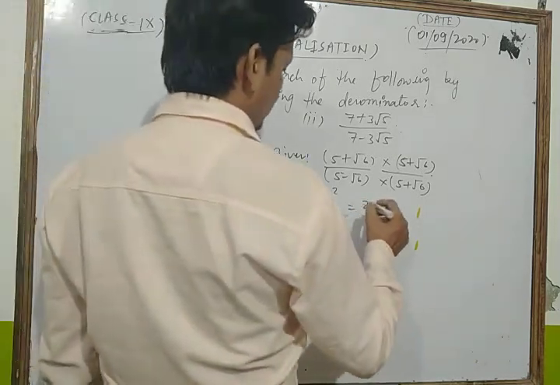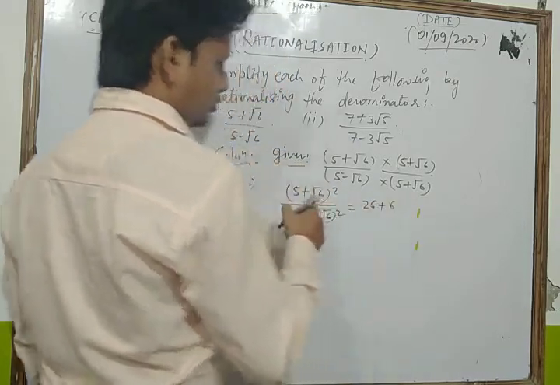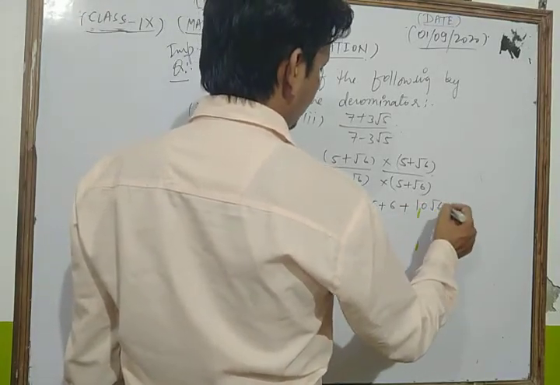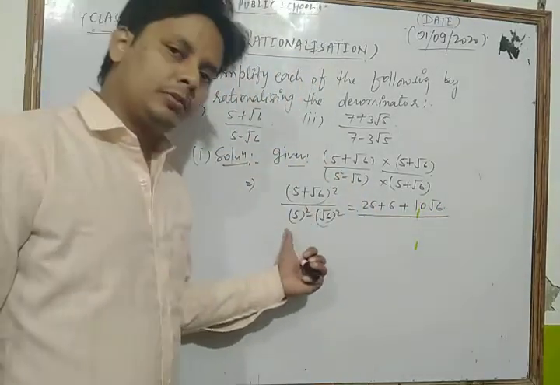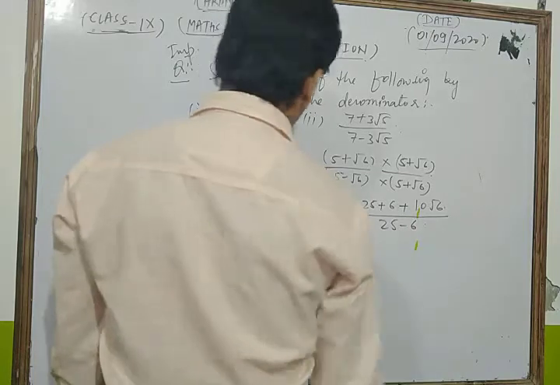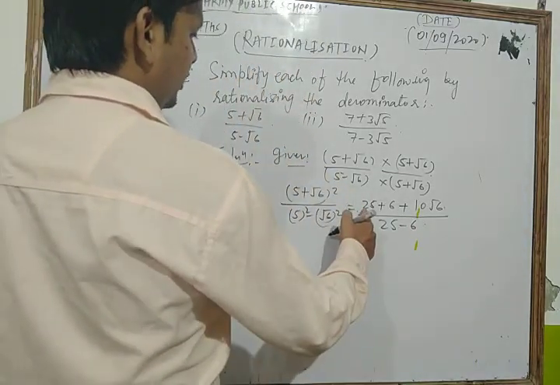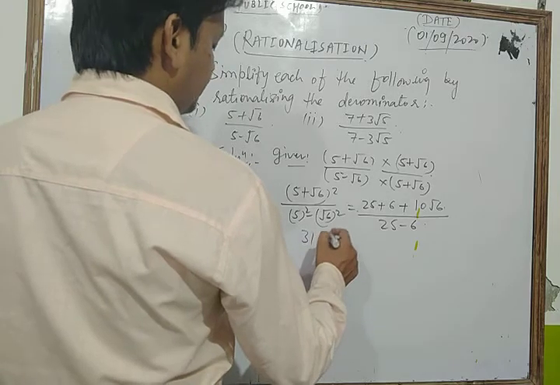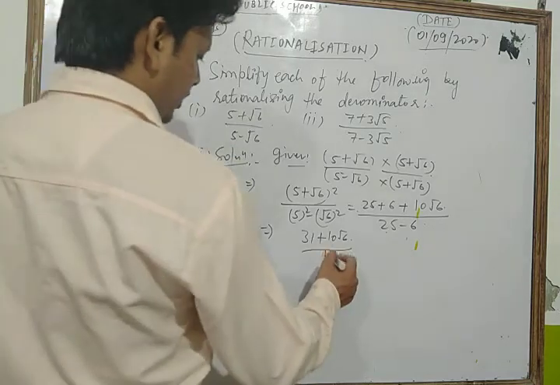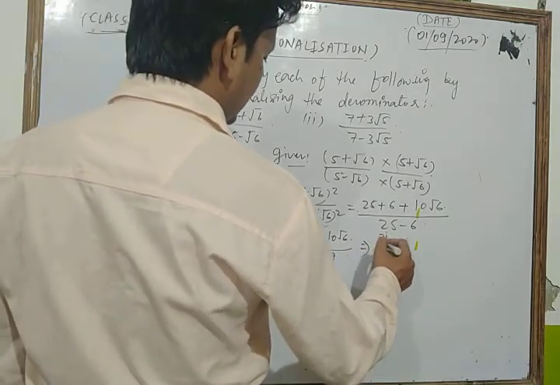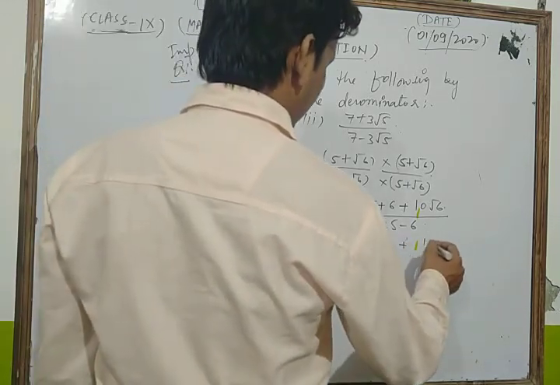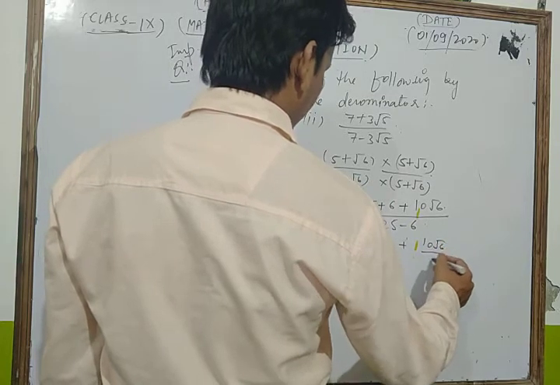So we get a square means 25, plus b square means 6, because root 6 square is 6, plus 2ab, 2 5s are 10 root 6, upon, in the denominator, a square minus b square means 5 5s are 25 minus root 6 square is 6. Now we get 25 plus 6, that is 31, plus 10 root 6 upon 25 minus 6, that is 19. Now we get 31 upon 19 plus 10 root 6 upon 19.